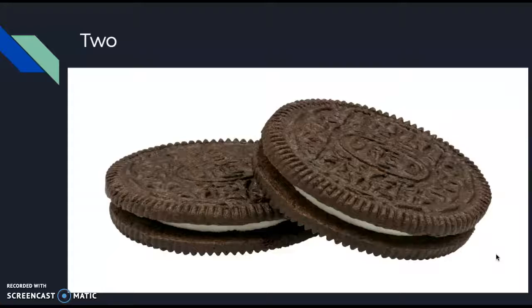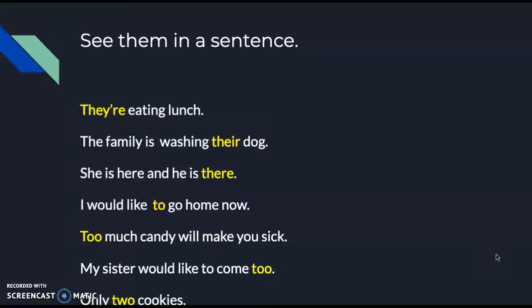Now let's see how these words can be used in sentences based on their spellings. They're eating lunch, they apostrophe re. They are eating lunch. We know that we're using the proper they're because I can replace they're with they are, and the sentence still makes sense.